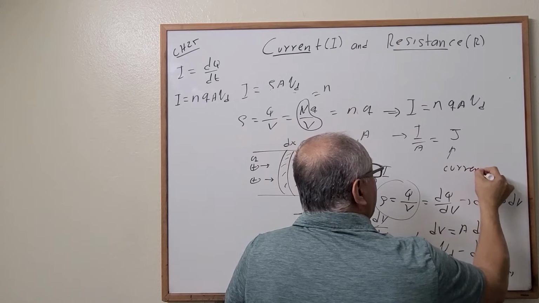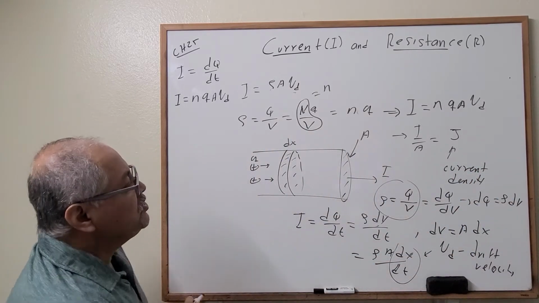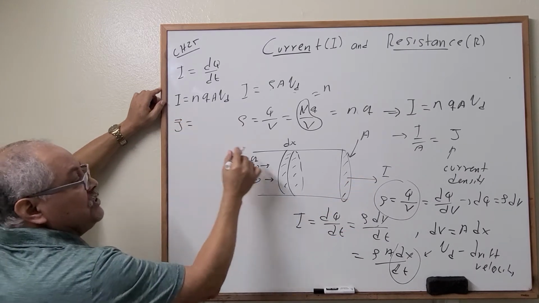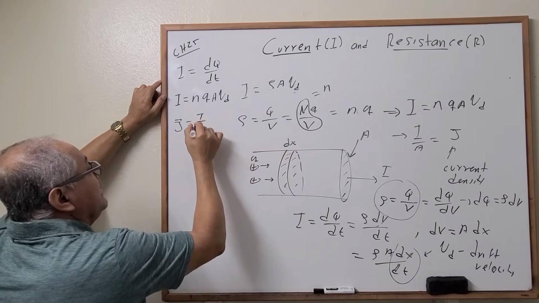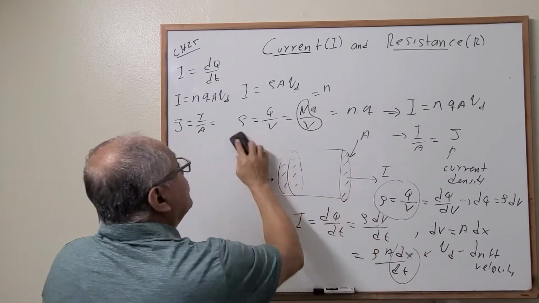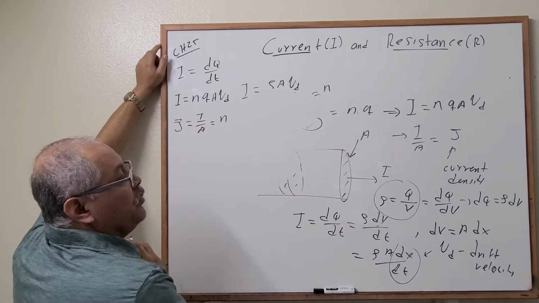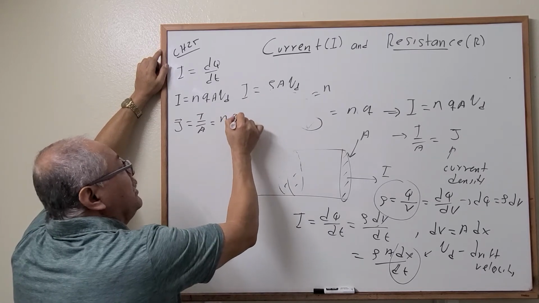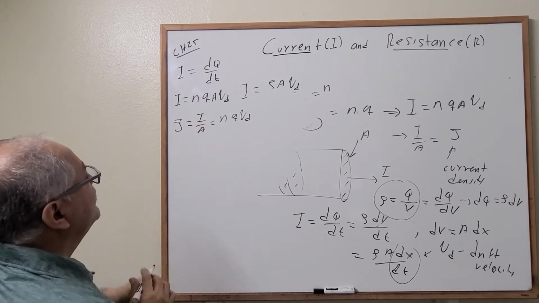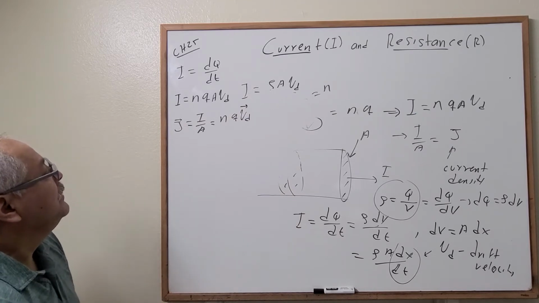Current density, correct? Also, in this case, current density is equal to, one more time, the current divided by the area, but current divided by the area is also equal to n, the number of particles per volume, times the charge times the drift velocity, right? We can take also this as a vector in this way, correct?